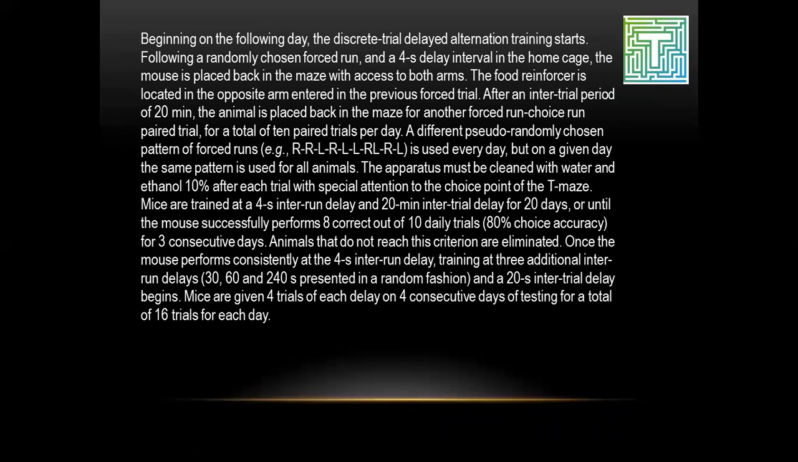Beginning on the following day, there are some step-by-step protocols. Following a randomly chosen forced run and a forced delay interval in the home cage, the mouse is placed back in the maze with access to both arms. The food reinforcer is located in the arm opposite the previous forced arm. On day one, we'll weigh the mice and singly house each mouse, and give them water, filter, and food, everything.